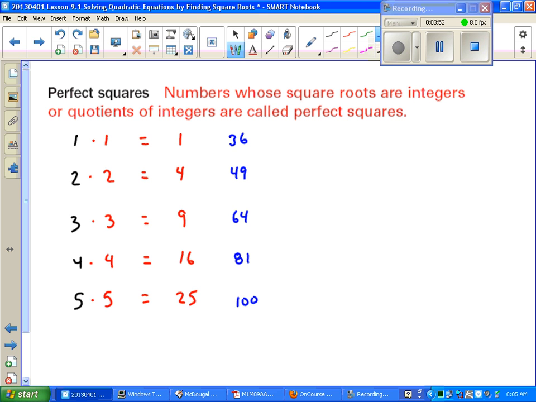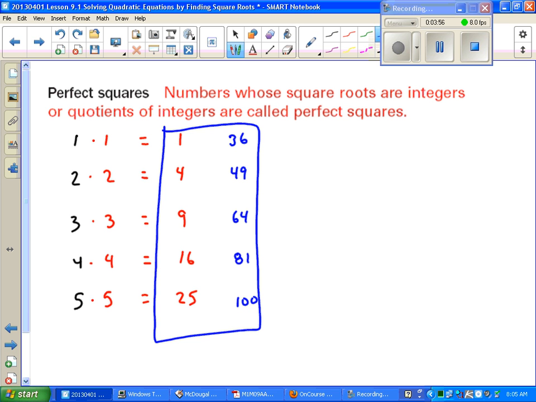All of these listed here are what's considered perfect squares. Those are the numbers that you're going to use to break down radical symbols to make them much more usable and much more easy to deal with.